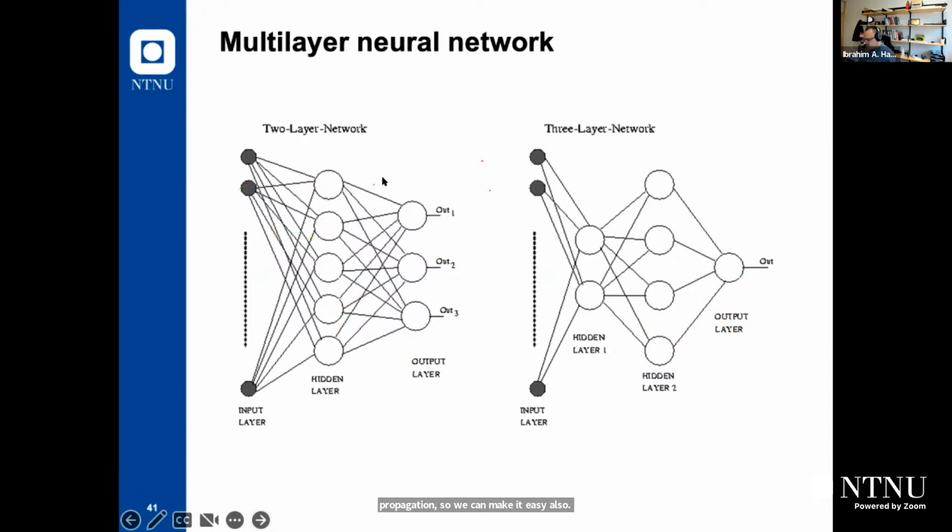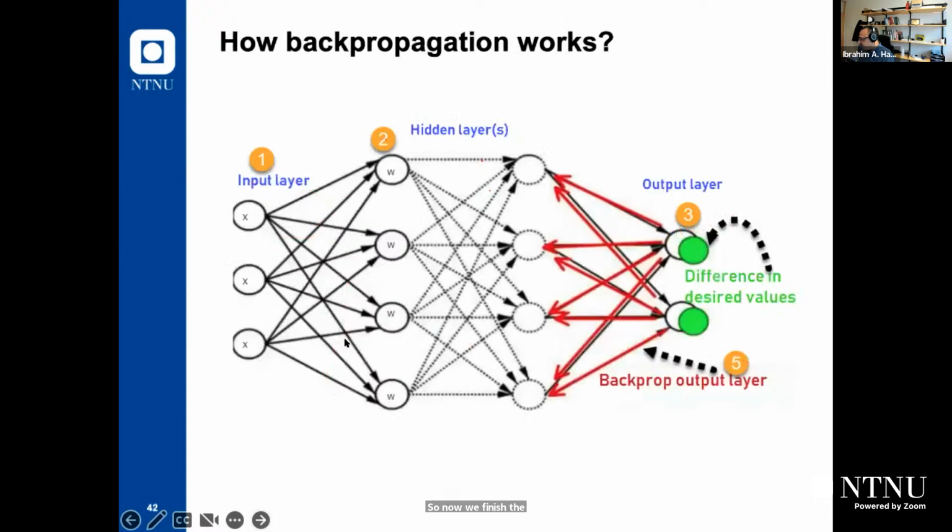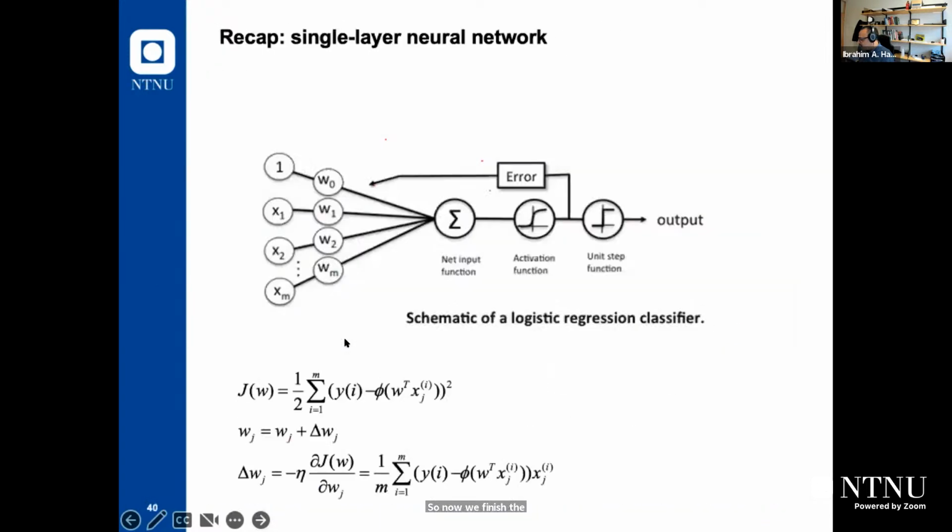So now we finished those simple linear models. We need to go to the next step. This is again a single layer neural network. I mean, this one is like a single layer neural network, a logistic regression classifier.